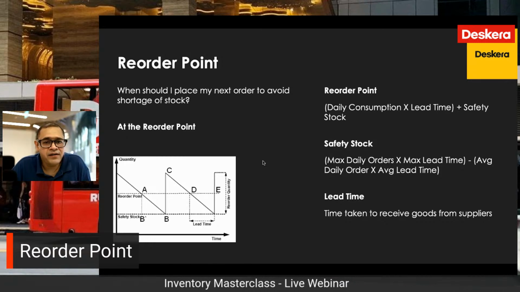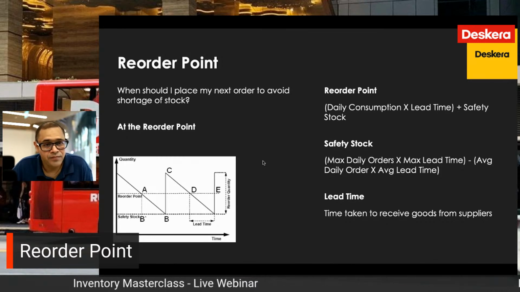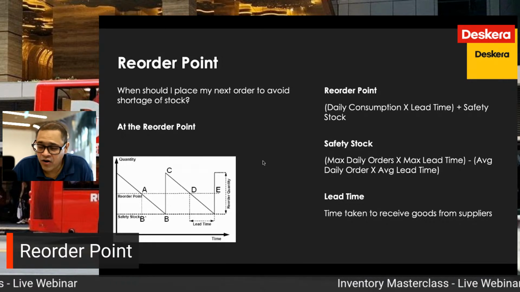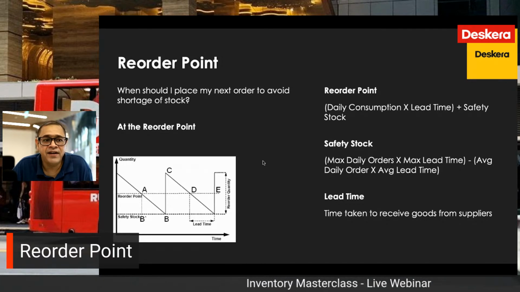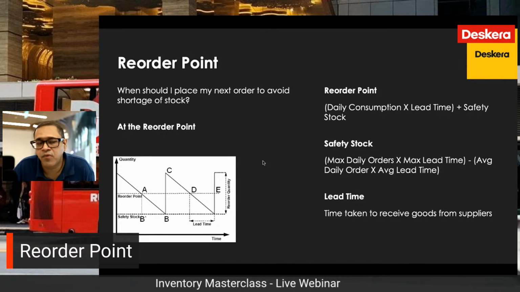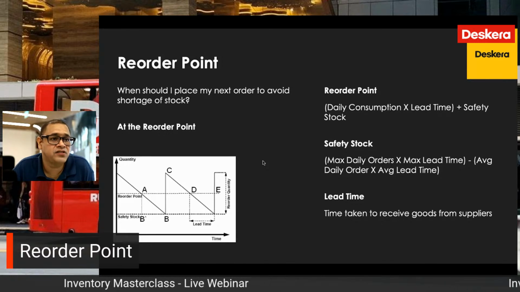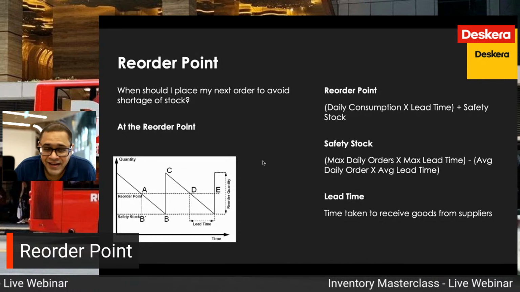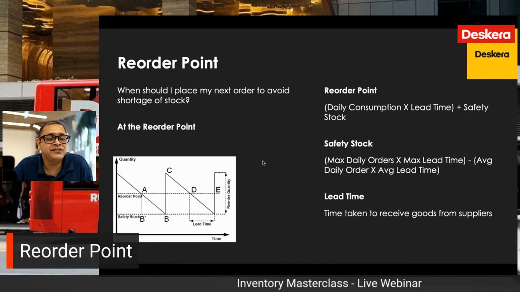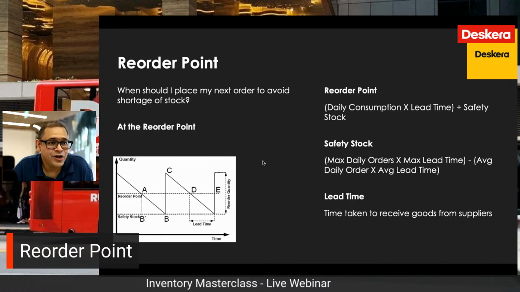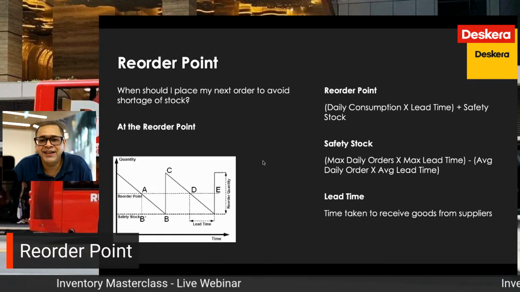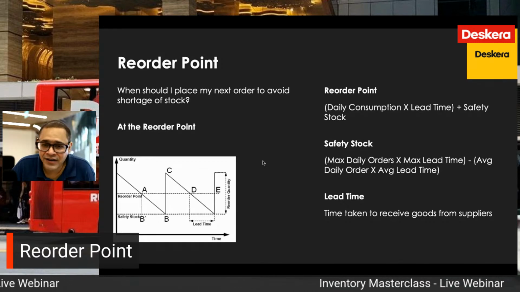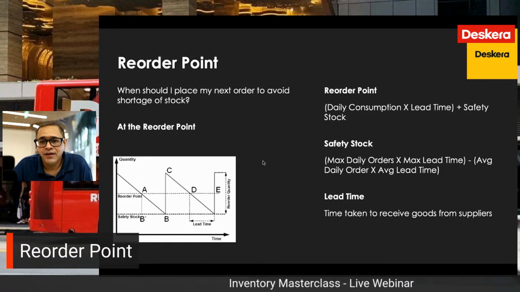Your inventory is getting consumed, and the objective of having a reorder point is to stop the inventory from going below a certain point, what you would call your safety stock, right? Now, what is safety stock? Safety stock is basically the stock that you keep always at hand to account for any fluctuations that may be happening on a day-to-day basis, right?